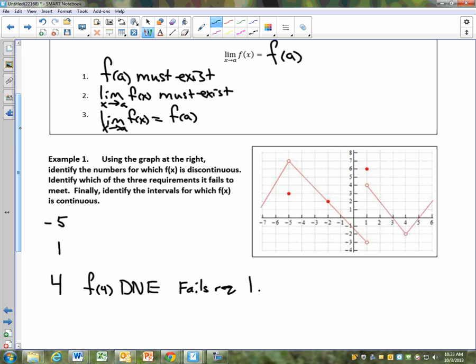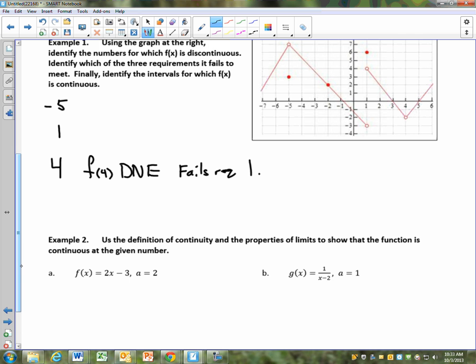Okay, let's look at the second criteria. Does the limit as x approaches 1 exist? Why not? Because the left hand is not the same as the right hand. The left hand limit approaches -3. The right hand limit approaches +4. Those are not the same. So therefore, 1 fails because the limit as x approaches 1 of the function does not exist. Or in other words, it fails requirement 2.